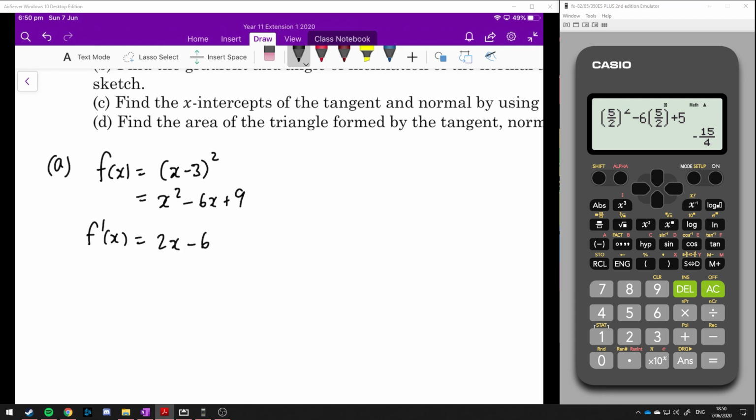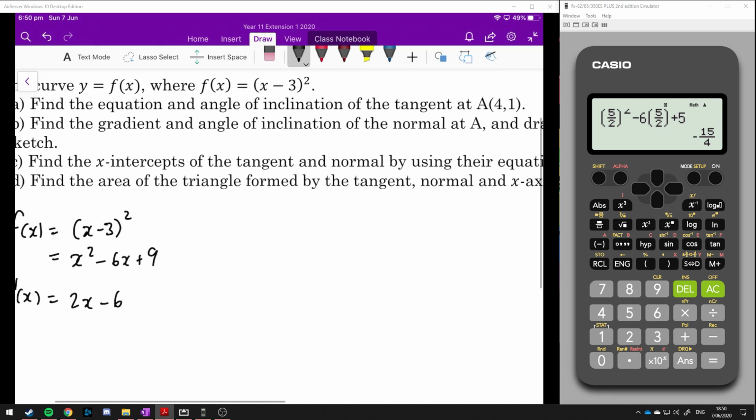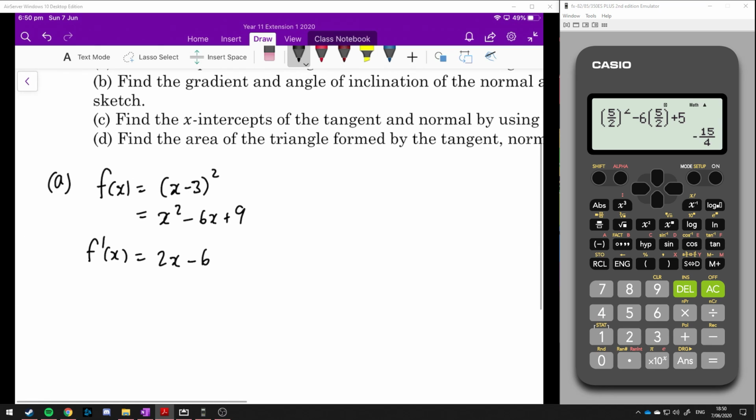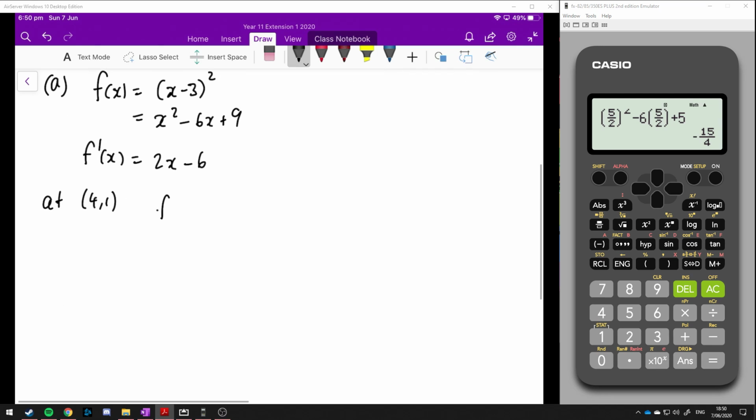And now we're going to work out what the tangent will be at that point. So our point is 4,1. So we're going to write at 4,1, because that's the point we're working with. At 4,1, our f dash of 4 in this case is equal to 2 lots of 4 minus 6, which is equal to 8 minus 6, which is equal to 2. So our derivative at that point is equal to 2.